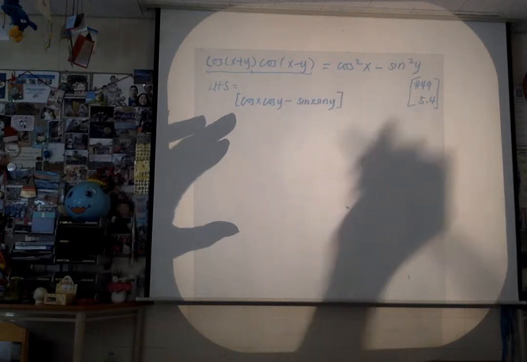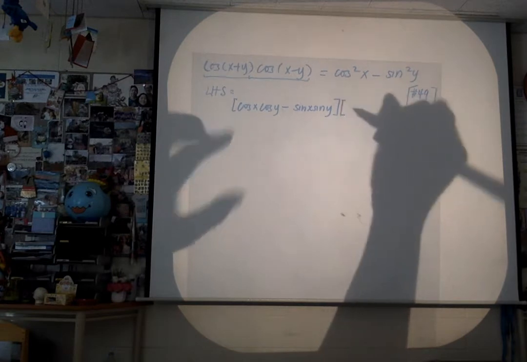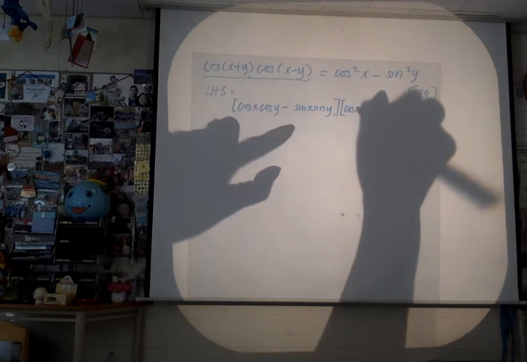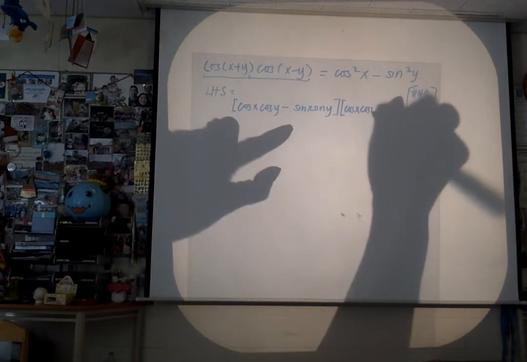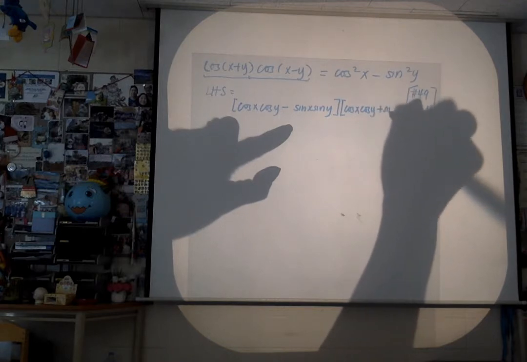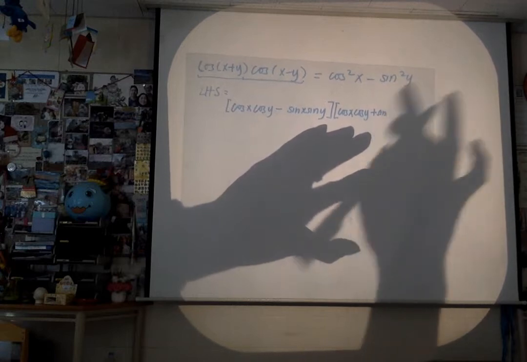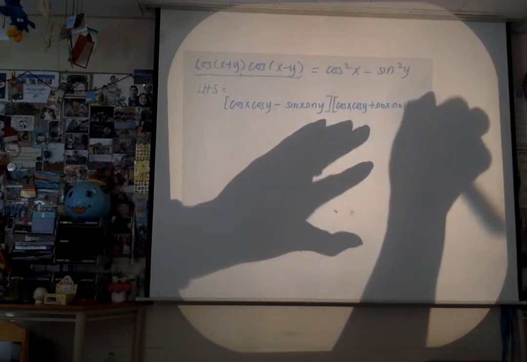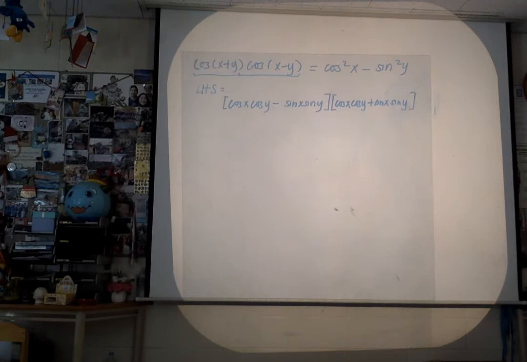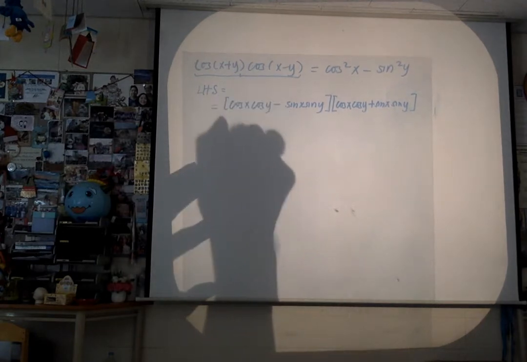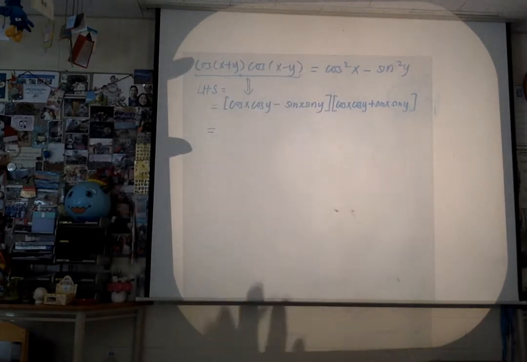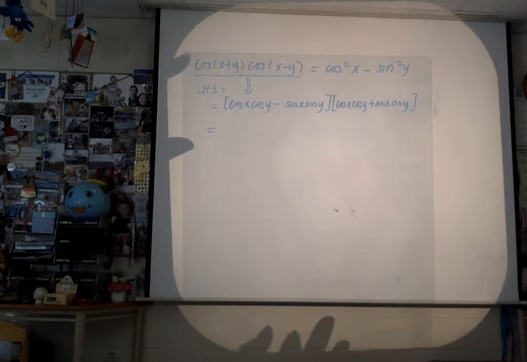Try it on your own if you want to. But of course, I'm going to multiply that by cosine of x, cosine of y, plus sine of x, sine of y. Now, that's the left-hand side. It became that. Try to digest this. If you don't understand, poke someone to the right of you and ask them.